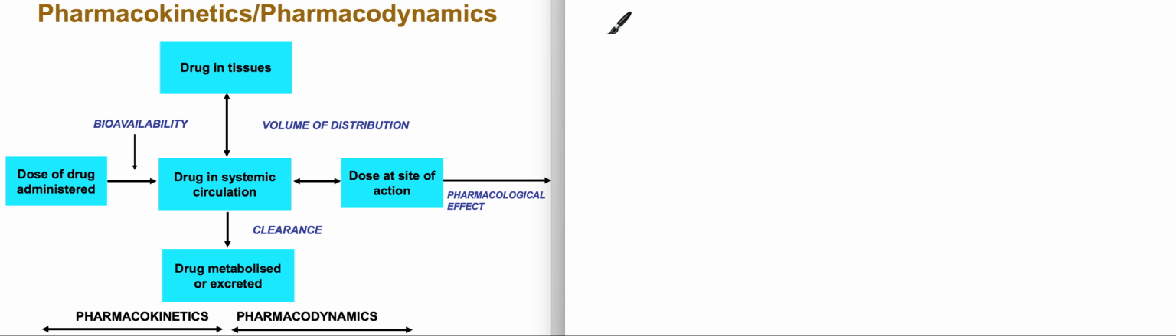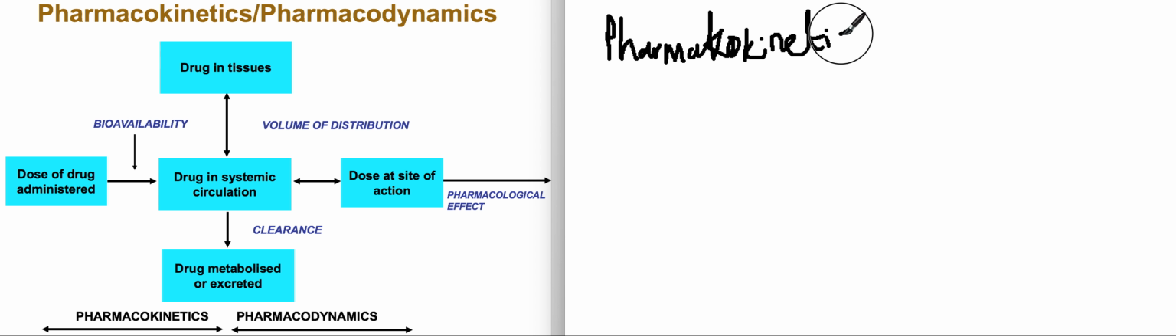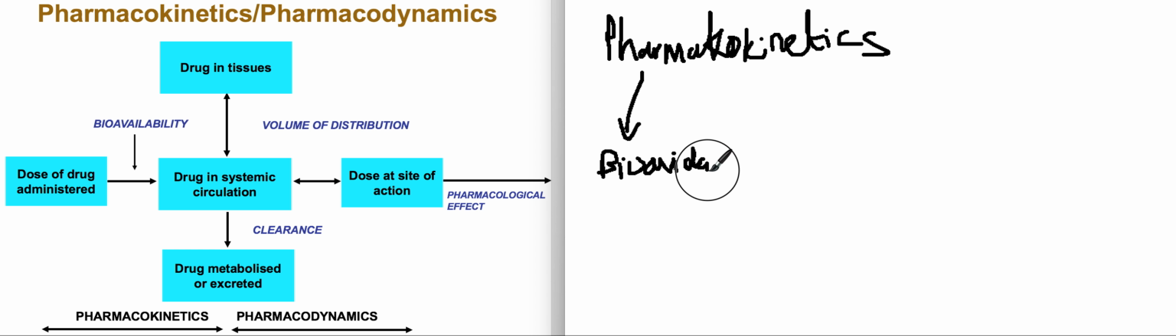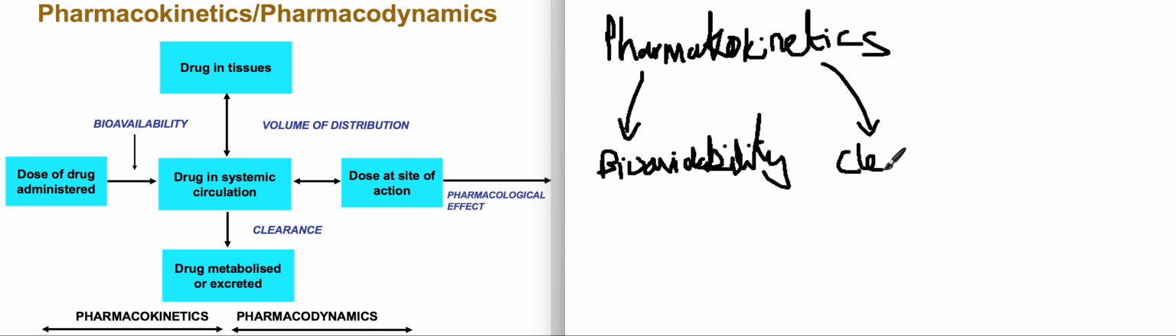If I was to write this out, pharmacokinetics, I spelled pharmacokinetics wrong, contains bioavailability. It contains volume of distribution, clearance, and it's made up of VD, volume of distribution.